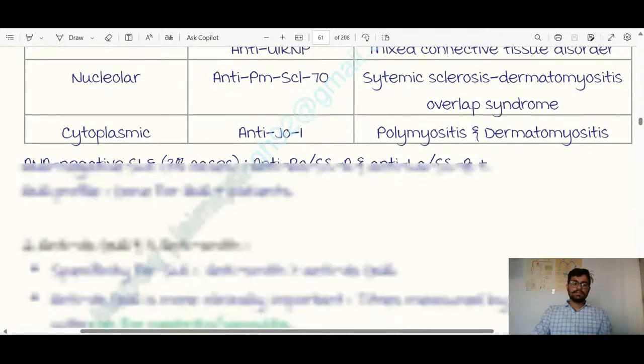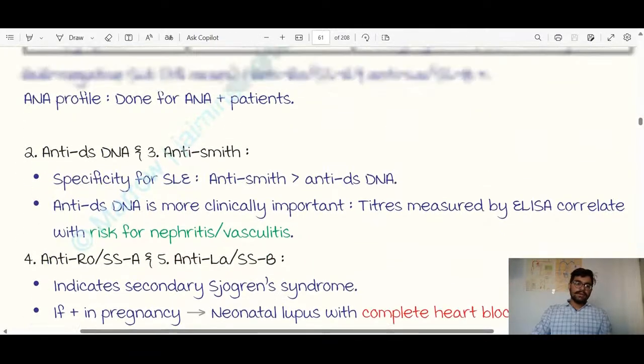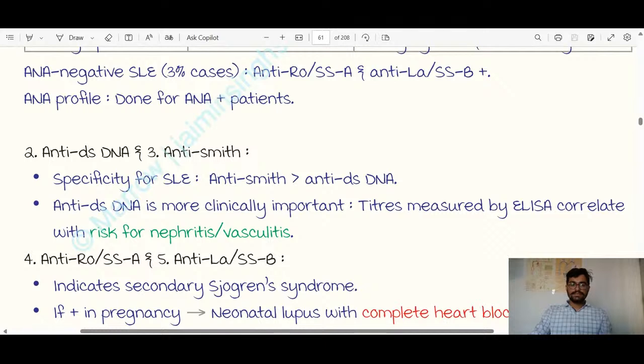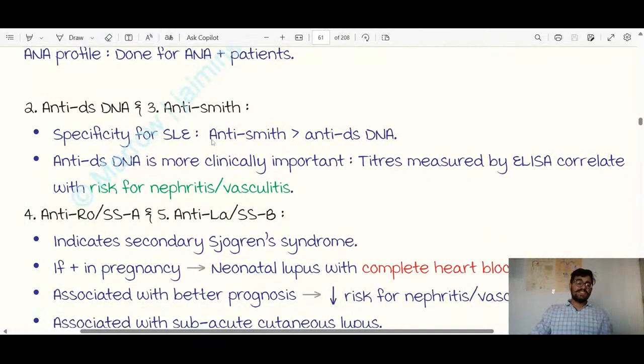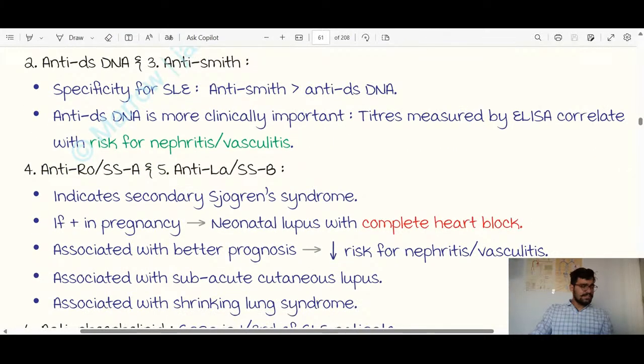These are all here. ANA-negative SLE is 3% of cases; anti-Ro SSA and anti-La SSB may be positive in a patient who is otherwise ANA positive. So it is a very vast topic, but very important.